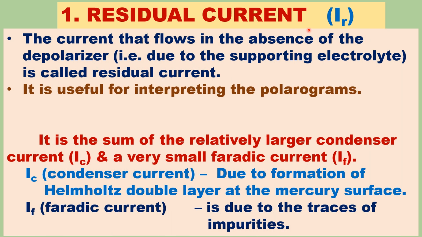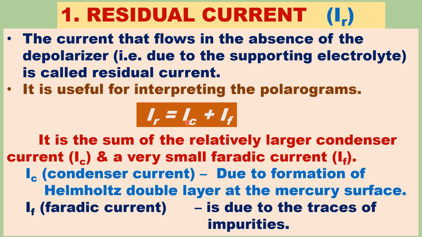Let us see one by one the various currents, the 4 types of currents. The first one is residual current. It is represented by IR. The current that flows in the absence of depolarizer, electroactive species, that is due to the supporting electrolyte, is called residual current. Okay, without electroactive species, only in the presence of supporting electrolyte, that is called residual current. It is useful for analyzing the polarogram, for example, to obtain the diffusion current.